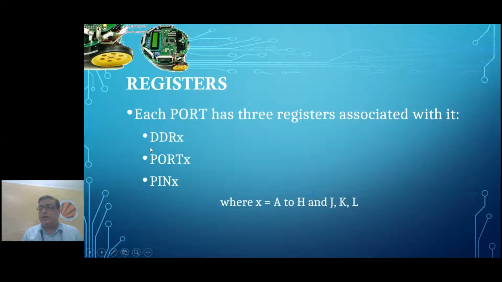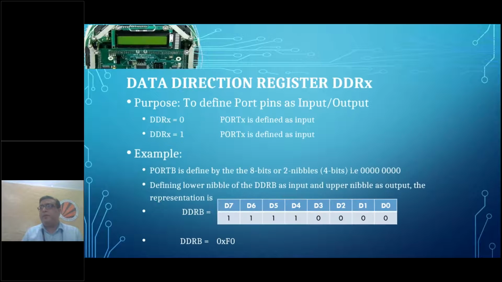DDRX is one register associated with a port. The second one is PORTX, and the third one is PINX. Again, X represents A to H, J, K, L. Remember these three registers, because we are going to use them in our programming. The first one is the data direction register, called DDR.